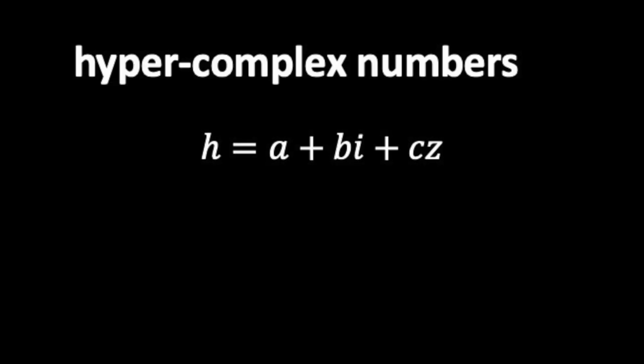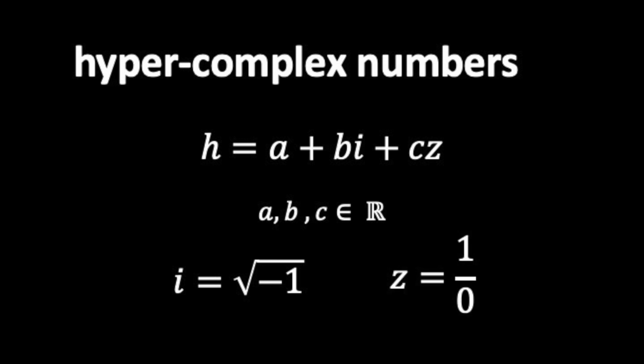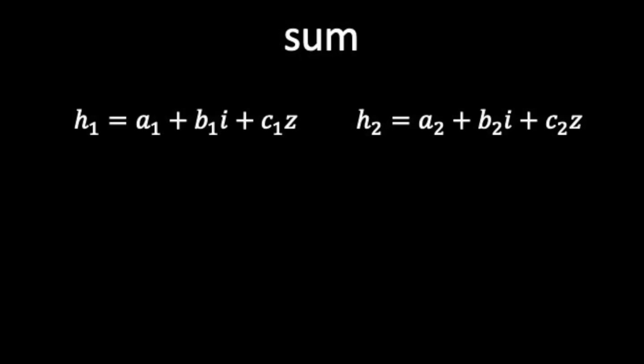In the previous video, we saw that hypercomplex numbers are numbers of the form a plus bi plus cz, where a, b, and c are real numbers, i is a square root of -1 and z is 1 divided by 0. The sum of two hypercomplex numbers, h1 and h2, is obtained by adding the real parts, the imaginary parts, and the zero parts of both numbers separately.